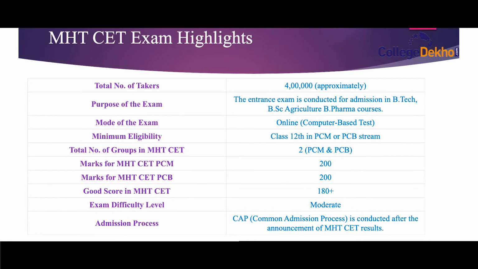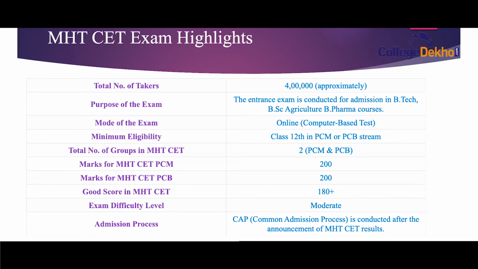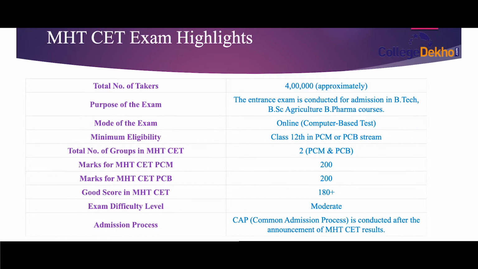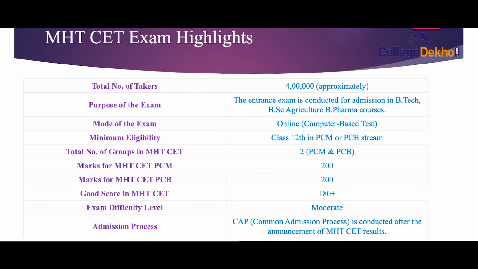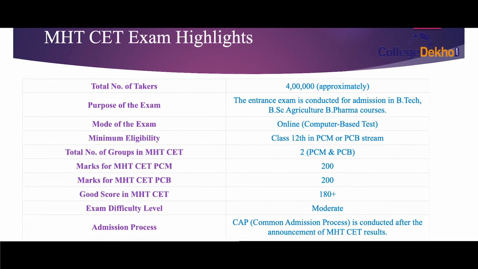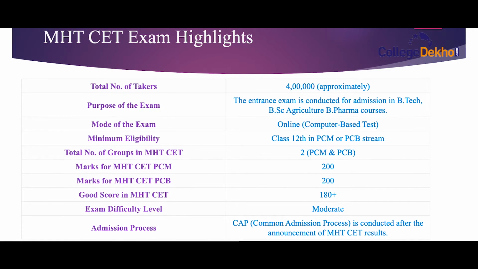The total number of groups in MHT CET is 2. So you can opt for either PCM or PCB in the MHT CET exam based on your eligibility criteria. Marks for PCM is 200. So PCM stream exam is conducted for 200 marks and PCB stream exam is also conducted for 200 marks. A good score in MHT CET is 180 plus. So if you score 180 plus, it can be considered a very good score in MHT CET, and the difficulty level of the exam can be moderate.